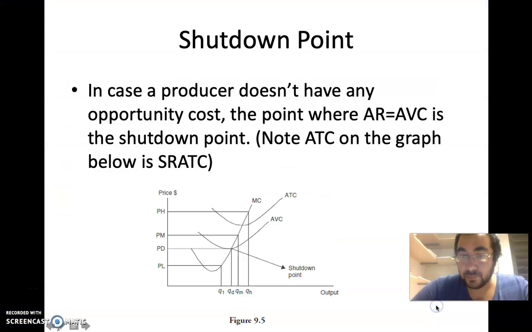Well, let's continue. As I said, at the price PD, our producer will be just indifferent between producing the quantity QD or not producing at all, shutting down. At price PM, our producer will certainly be able to cover part of its fixed cost, so it will certainly produce at QM. As long as it can cover part of fixed cost, that's better than not producing. At price PH, our producer is also able to make profit, so it will certainly produce at QH.